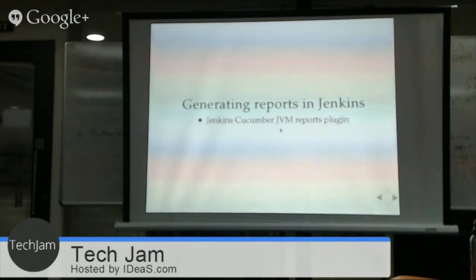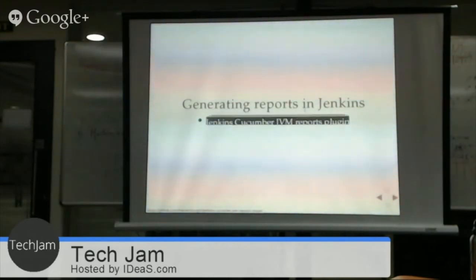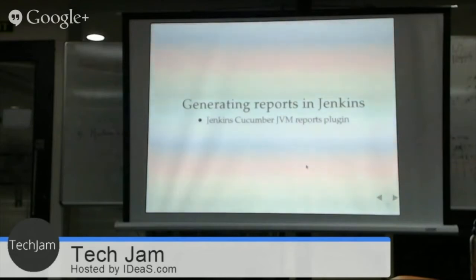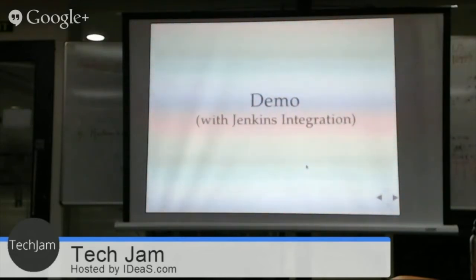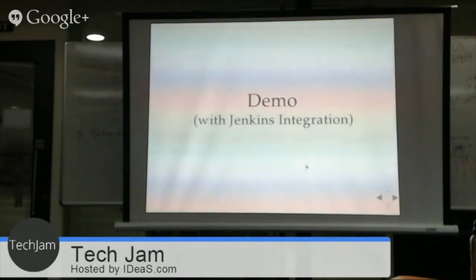Generating reports in Jenkins, the plugin is Jenkins Cucumber JVM report plugin. So I already told you that it uses the JSON output, so here there's a link to it. You can always browse it to go through the GitHub code of this. Then we'll have a quick look at the demo.